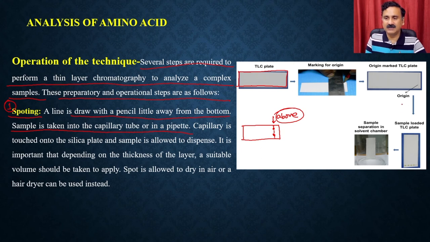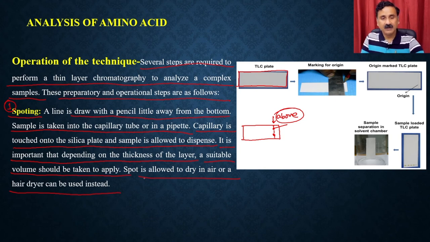So what you can do is just take the sample into a capillary tube. The capillary is touched onto the silica plate and the sample is allowed to dispense. When you touch the capillary to the silica, it is going to suck the sample automatically by the action of diffusion, right? So it is important that, depending on the thickness of the layer, a suitable volume should be applied. The spot is allowed to dry in air, or a hair dryer can be used instead.